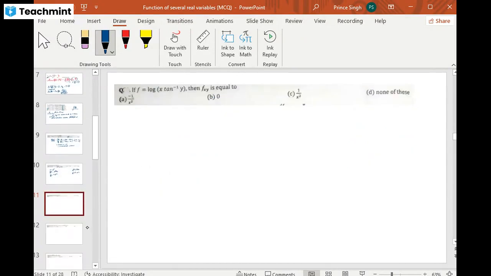Next question. We need to find the derivative with respect to x and y, meaning curly square f upon curly x curly y. So we are given f as log of x into tan inverse y.